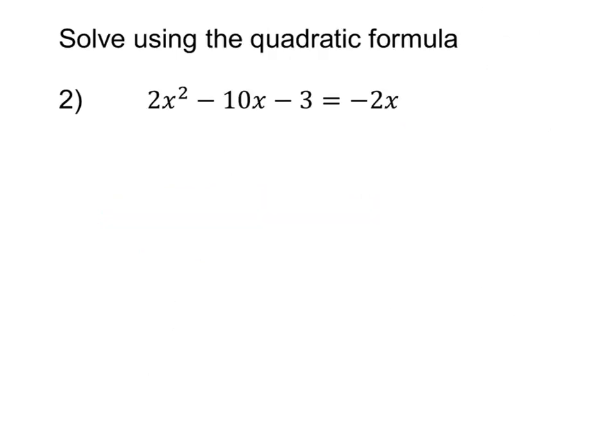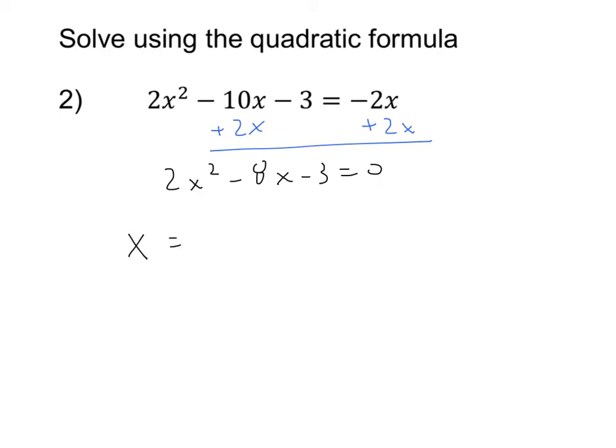Alright, this one, I'd like you to do on your own. So please pause the video and go ahead and solve this on your own. All right, now that you did this on your own, let's go ahead and check to see what you did. So first thing I'm going to do is add 2x to both sides. That gets me 2x squared minus 8x minus 3 equals 0. Now that that's equal to 0, I can plug this into my quadratic formula.